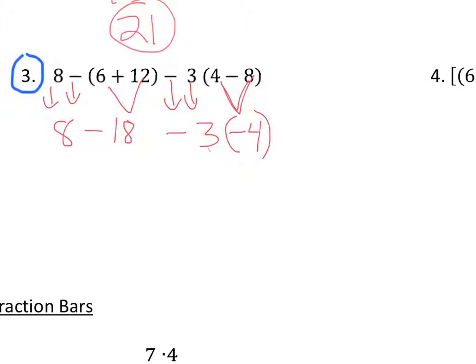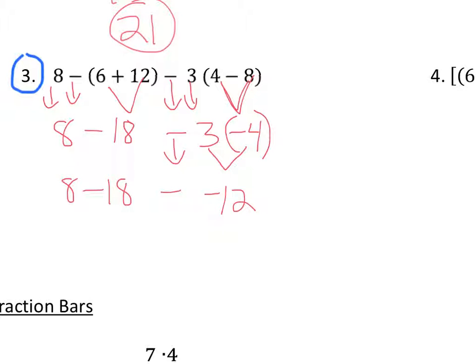So when we do this, we're going to have 3 times negative 4, that's negative 12. And let's bring everything else down. So I'm going to have 8 minus 18. Then make sure to bring down this negative. It's real important to bring down the negatives and be very detailed as you go.